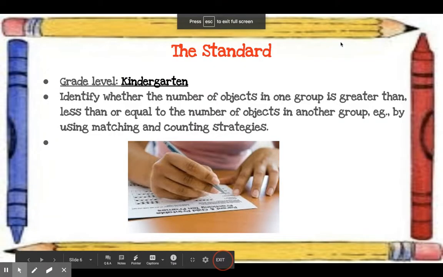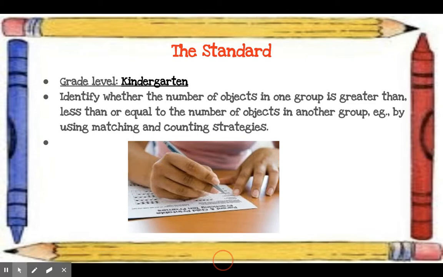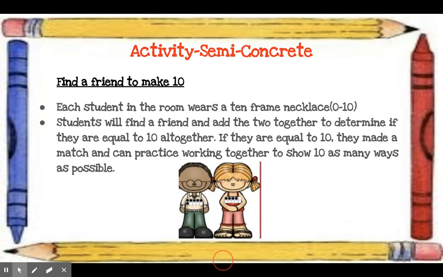Today, we're going to be working with kindergarten, and the standard is identify whether the number of objects in one group is greater than, less than, or equal to the number of objects in another group. For example, by using matching and counting strategies. So, our activity is called Find a Friend to Make 10.